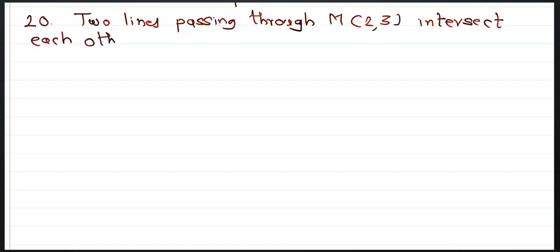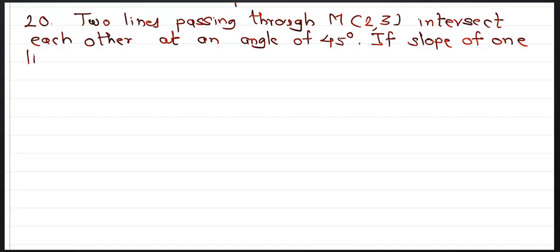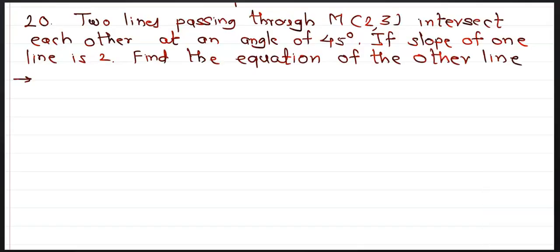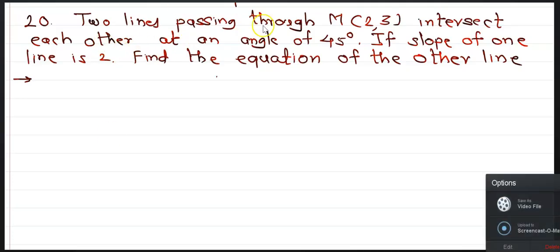Two lines passing through the point M(2, 3) intersect each other at an angle of 45. The two lines through the point M(2, 3) intersect each other at an angle of 45. If the slope of one line is 2, then find the equation of the other line.